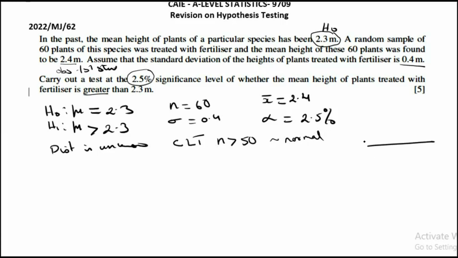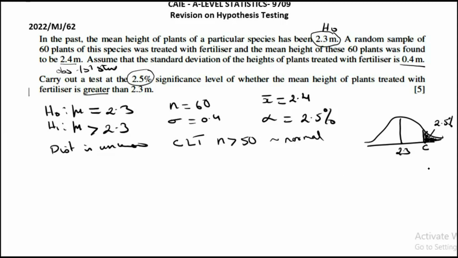So let me draw the graph of what is given to us, which is approximately normal. The population mean is given to be 2.3, and our null hypothesis is 2.3. Our alternate hypothesis says that it is more than 2.3. So our rejection region lies somewhere here, which is equivalent to 2.5%. This is our critical value, the boundary value, which we call the critical value, C.